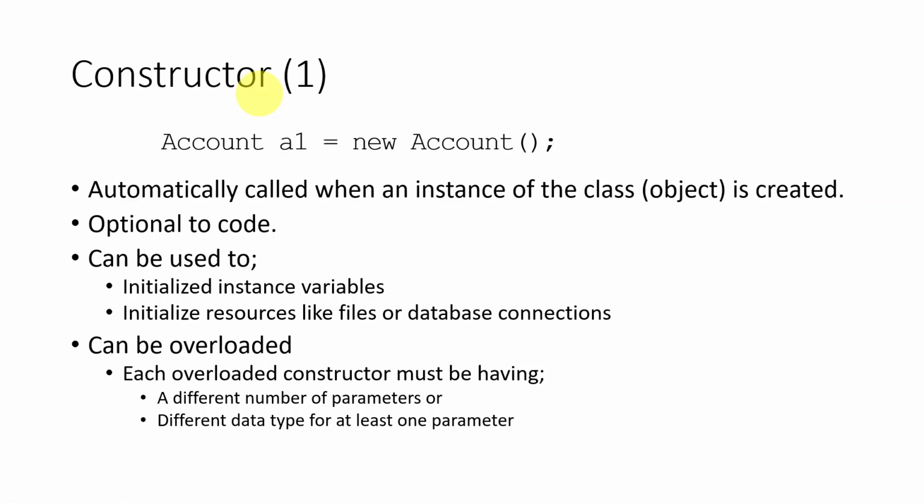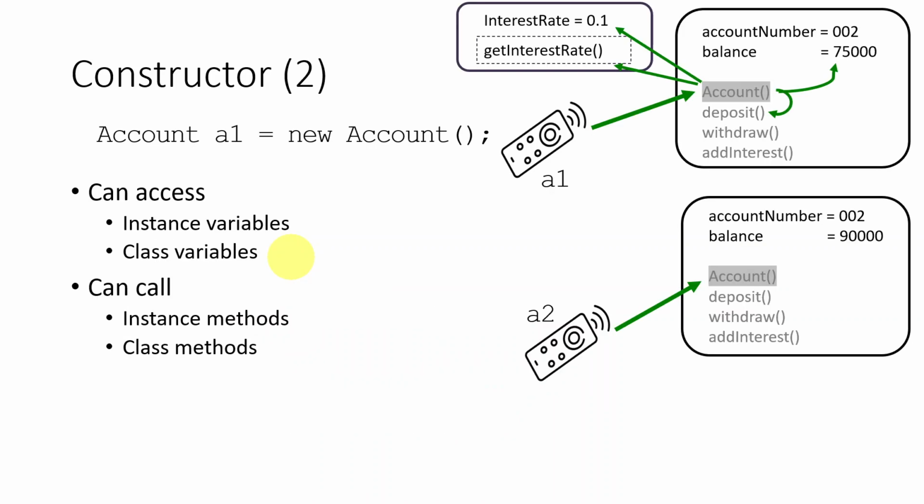A constructor is an element in the class which is automatically called when an object is created. You can use your constructor to initialize your instance variables or initialize any other resources like file handling, database connectors, etc. And your constructors can be overloaded, which we will be discussing later. Your constructors have access to the instance variables and class variables. Your constructor can call any of the instance methods and also any of the class methods.